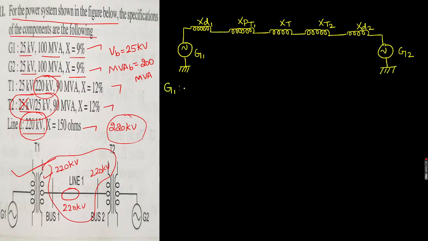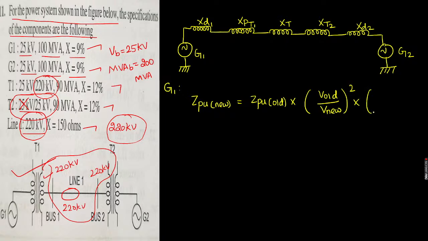First, let me take generator G1. How will you calculate the new per unit reactance? If you want to know the value of the new per unit impedance, then the formula is: per unit impedance new equals per unit impedance old into (V old divided by V new, the base voltages) whole square into MVA new divided by MVA old. That is the formula to obtain the new per unit impedance.